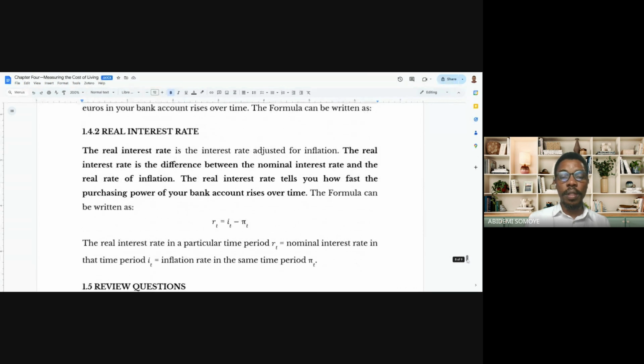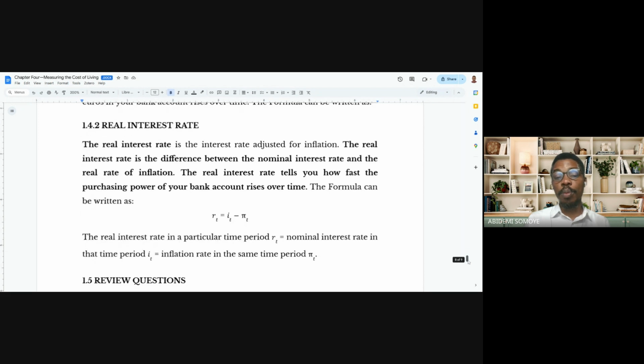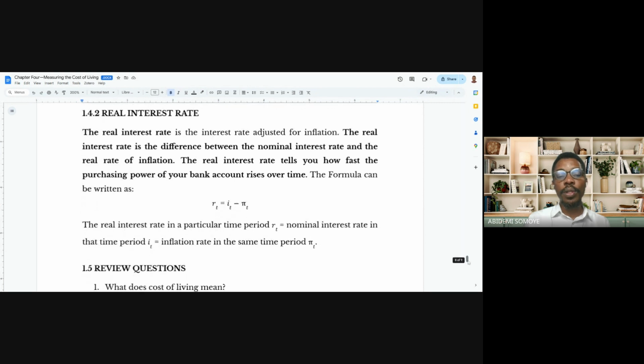Let's take a look at real. The formula for nominal interest rate is: nominal interest rate equals real interest rate plus inflation. What about real interest rate? The real interest rate is the interest rate adjusted for inflation. The real interest rate is the difference between the nominal interest rate and the real rate of inflation. The real interest rate tells you how fast the purchasing power of your bank account rises over time. The formula can be written as r = i - π, where r is the real interest rate, i is the nominal interest rate, and π is the inflation rate.